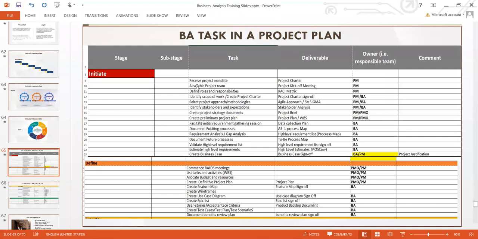Here, to receive project mandates, so that when you are working with a team, you know what you are going to do. It's more of a RACI matrix. You know what you are going to do and what you are not going to do. So if you have a project manager and a business analyst, know your boundary.